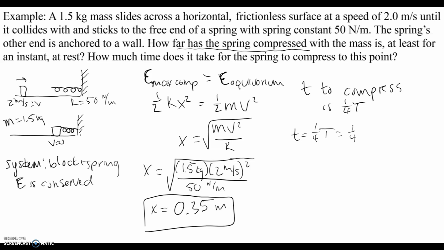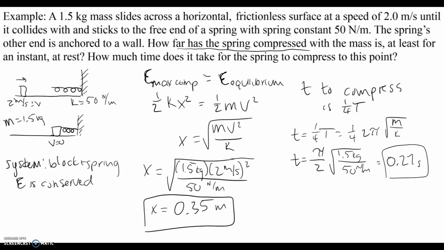Well, we know the expression for the period of a mass on a spring. That is 2 pi times the square root of m over k. So our time then here will be 1/4 of 2 pi, which is pi over 2, times the square root of m over k. And we plug in m and k. So we have 1.5 kilograms, our spring constant of 50 newtons per meter. Plugging that all in our calculator, we get 0.27 seconds for the time it takes to compress.